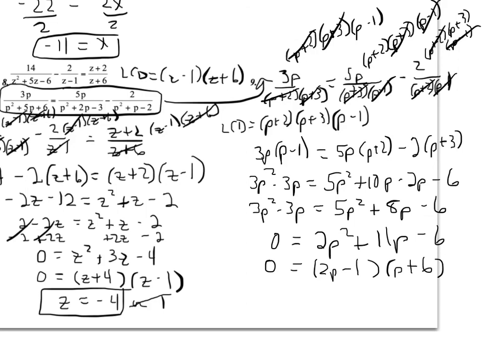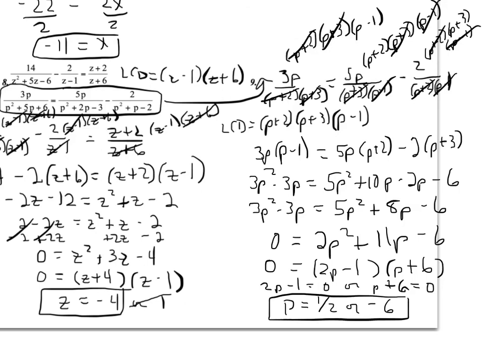And if I set each of those parentheses equal to 0 and solve, 2p minus 1 equals 0, or p plus 6 equals 0, then I get two possible solutions for p. It would either be positive 1/2 or negative 6. And I have to go back and double check in the original problem. Using a positive 1/2, I don't see a single denominator that would give me a problem. Using a negative 6, I do not have a problem with the denominator. Those are my two possible solutions.